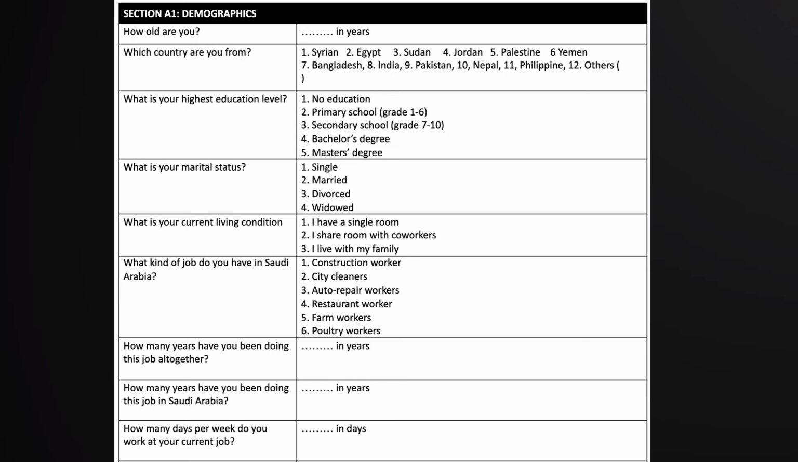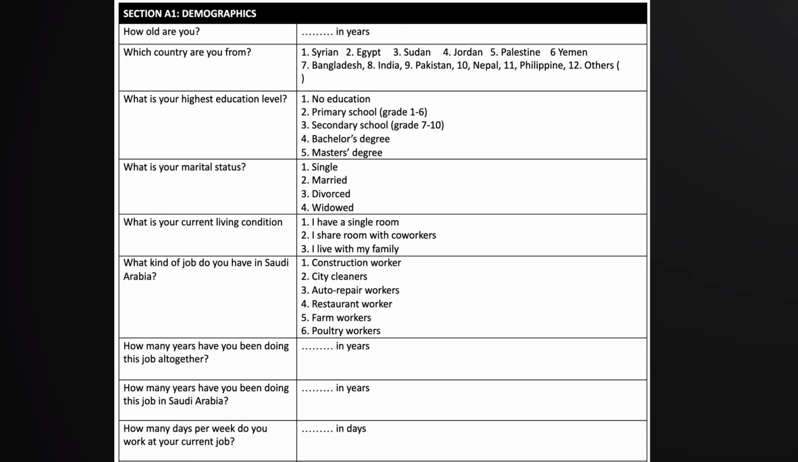You can ask about the age. You should be specific in years. Which nationality are you from? Again, very specific and directed. So this is an example of a close-ended question. Again, the highest education, and so on.